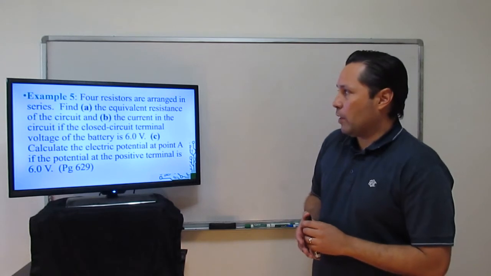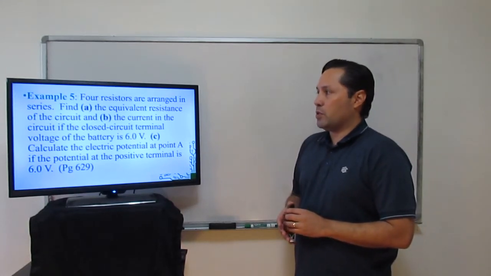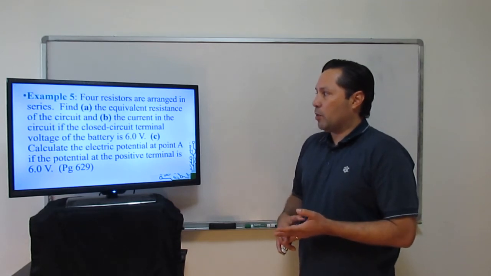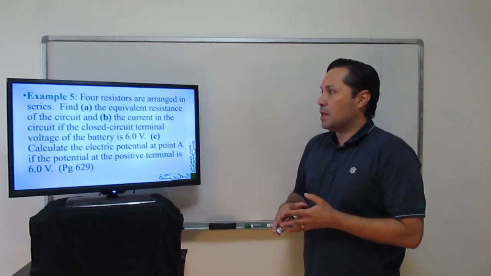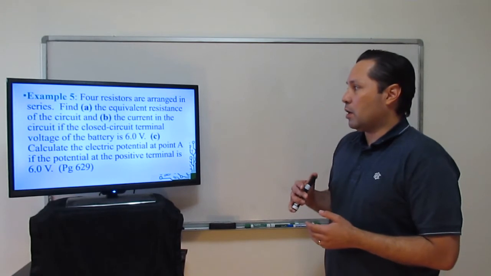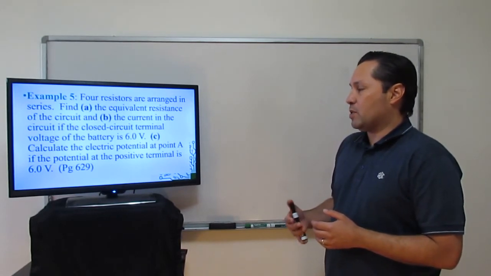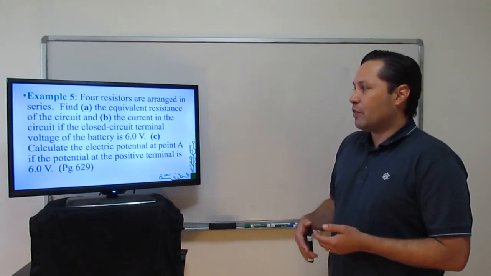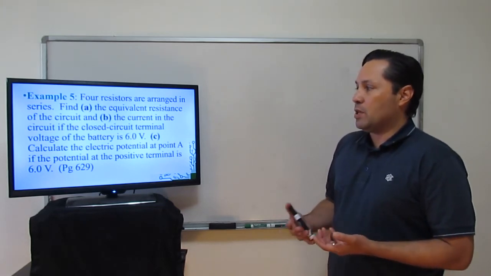Next is example 5. In it, we're asked the following. Four resistors are arranged in series. Find the equivalent resistance of the circuit. Part B says, find the current in the circuit if the closed circuit terminal voltage of the battery is 6 volts. And part C, calculate the electric potential at point A if the potential at the positive terminal is 6 volts.